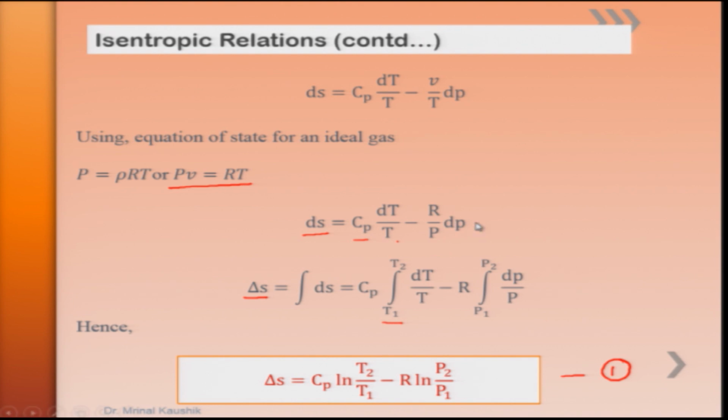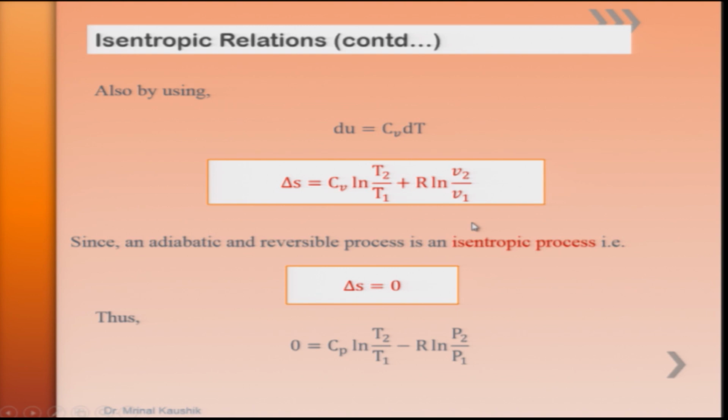Now, moving ahead, if we take du is equal to Cv dT, and we use the original expression of du plus p dv, then we can write delta S is equal to Cv ln T2 by T1 plus R ln V2 by V1, where V2 and V1 are the specific volumes.